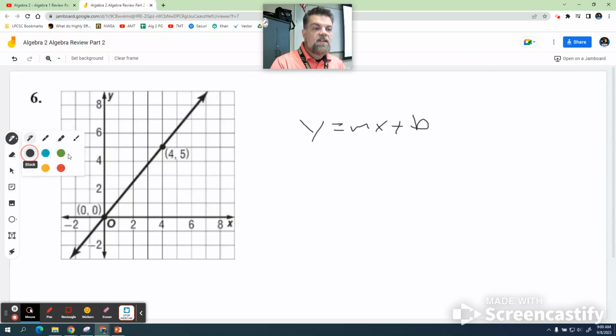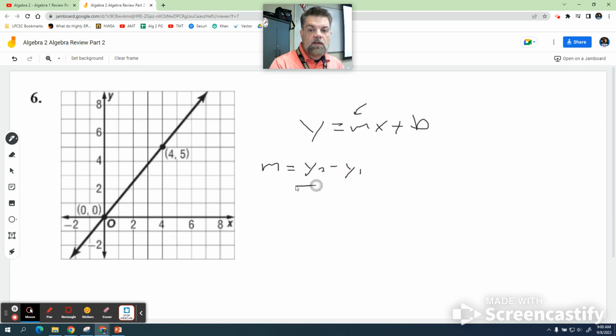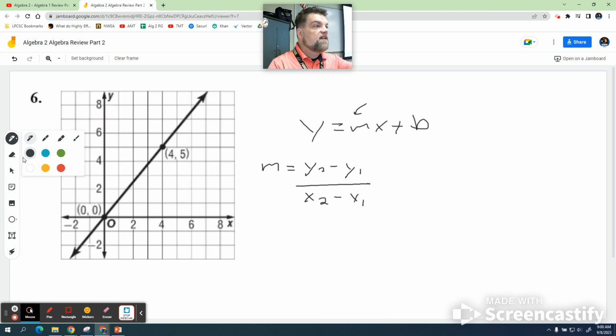All right, same thing here. First step to solve this is we're going to find the slope. So remember that your slope is equal to y sub 2 minus y sub 1 all over x sub 2 minus x sub 1. Now, it doesn't matter which ones I pick for x sub 1 and y sub 1. I just have to make sure that the x and the y stay together, okay?